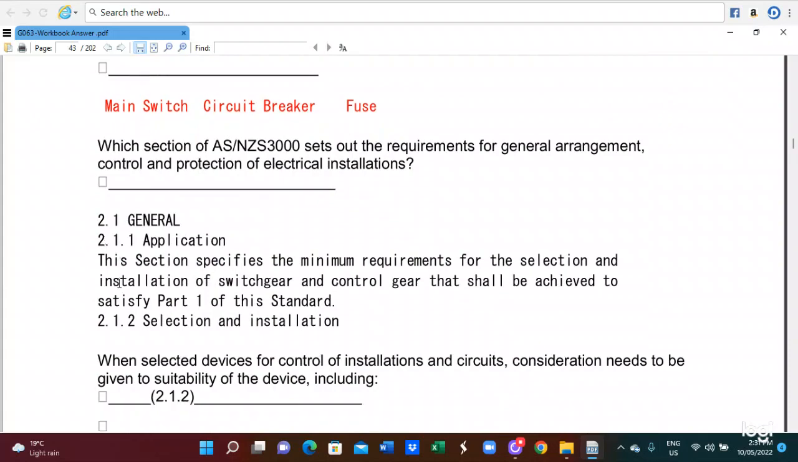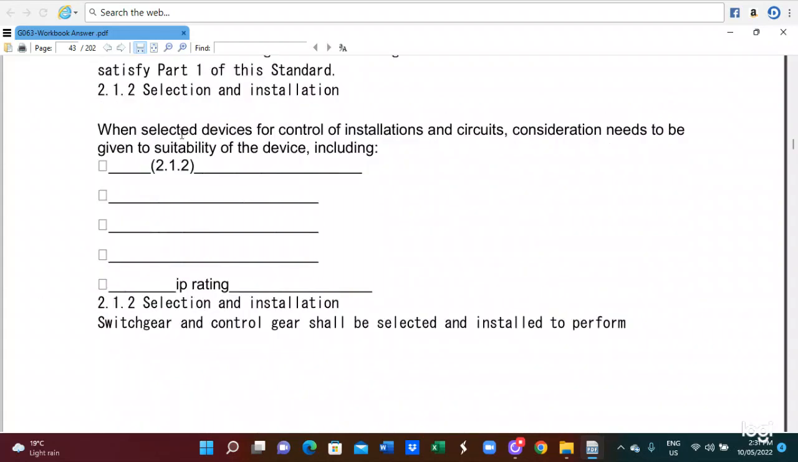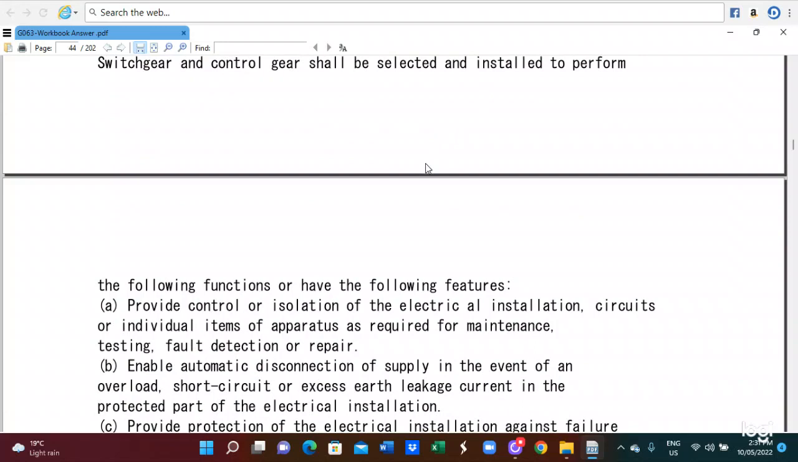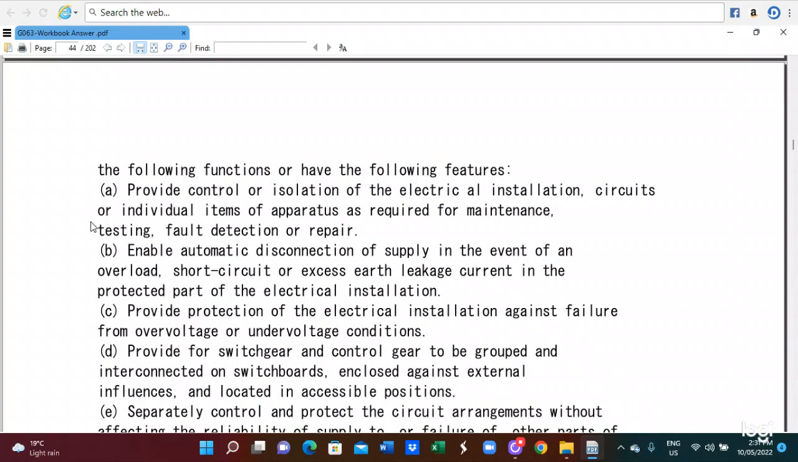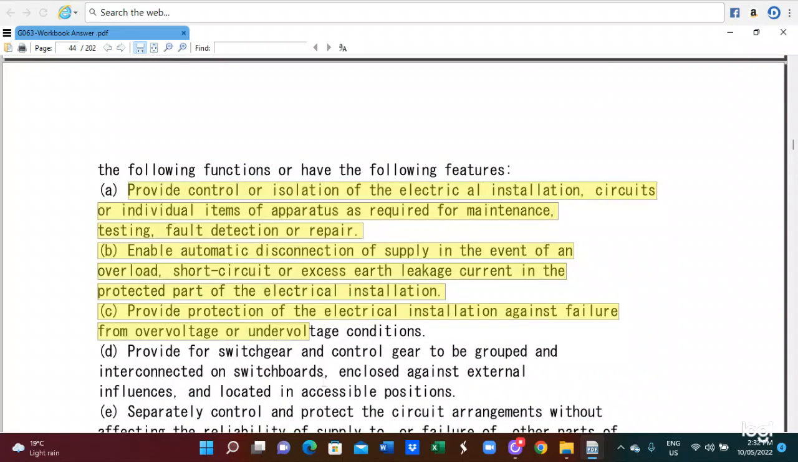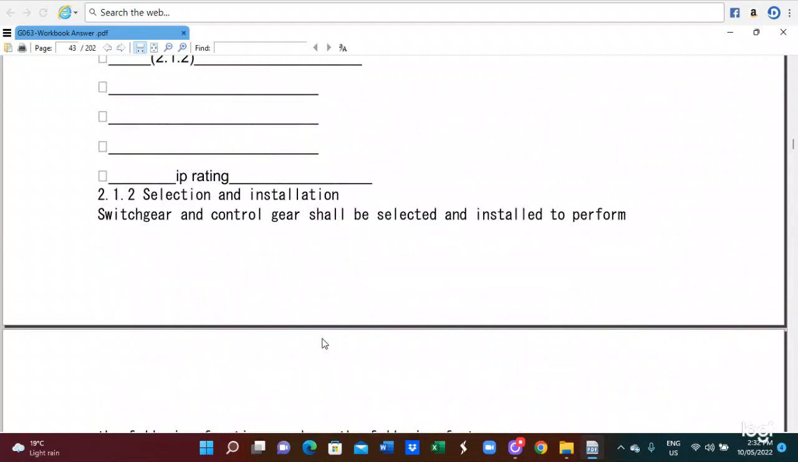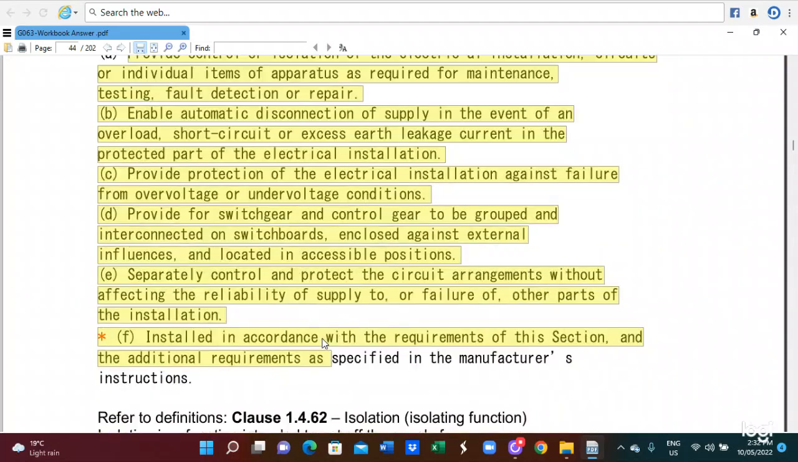This is 2.1. So, for selection by the control of the electrical installation circuit, consideration needs to be given to the suitability of the device, including the IP rating. In this case, for the selection of installation, you have to refer to clause 2.1.2, selection and installation. This mentions that switchgear and controlgear shall be selected and installed to perform the following functions. Those are the functions of switchgear and controlgear, mentioned in clause 2.1.2 of the EL3000.